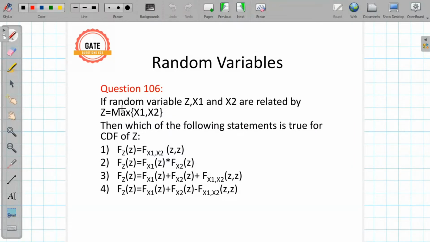The question code is 106. If random variables z, x1 and x2 are related by z is equal to maximum among x1, x2, then which of the following statements is true for the CDF of z? We have to tell which of the following is true for the CDF of z. Basically, he is asking what is the relation between the CDF of z and the joint CDF or marginal CDF of x1 and x2. So let's see the solution of this problem.